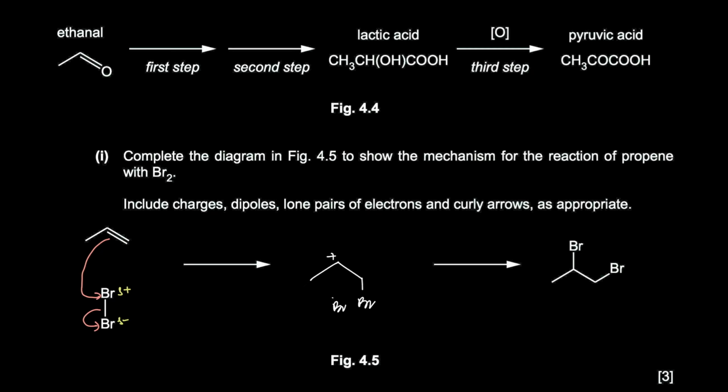You have the second bromine here. And then we have to show the curly arrow from the lone pair to this positively charged carbon. And we end up with the final product.